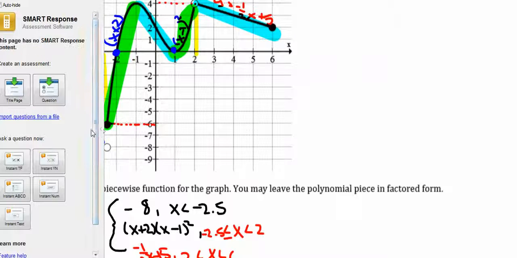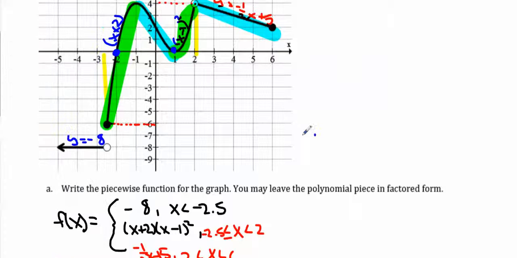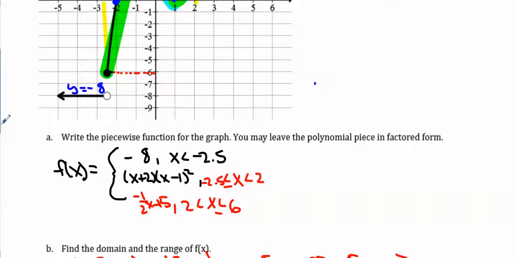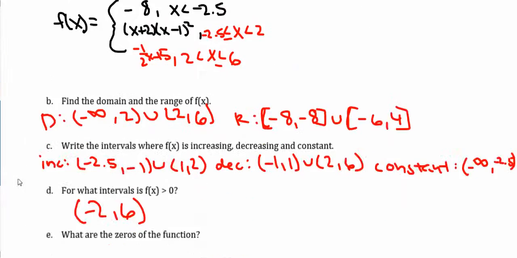Oh dear. Sorry, technical difficulties. There we go. Oh, okay. So what was I saying? Zeros, negative 2 and 1.